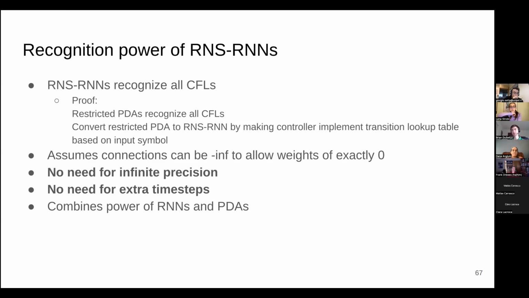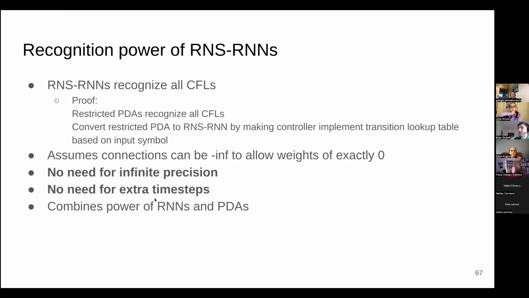So we can always convert a restricted PDA to an RNN by making the controller implement a transition lookup table that depends only on the input symbol. So it acts exactly like a normal PDA. One caveat is that this assumes that we can set some connection weights to negative infinity to allow weights of exactly 0. But unlike normal RNNs, we don't need a couple of assumptions for this to work.